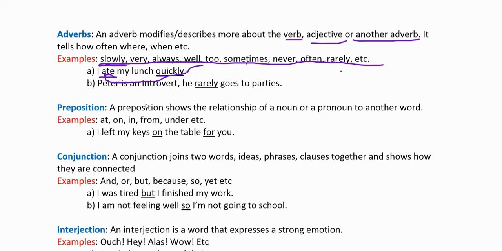In the next sentence, Peter is an introvert. He rarely goes to parties. What do you mean by introvert? Well, an introvert is a person who likes being alone rather than being around a lot of people. Okay? So Peter is an introvert. He rarely goes to parties. Now, the adverb rarely is describing more about the verb goes. How often does he go? He rarely goes. Okay? Let me give you another example.